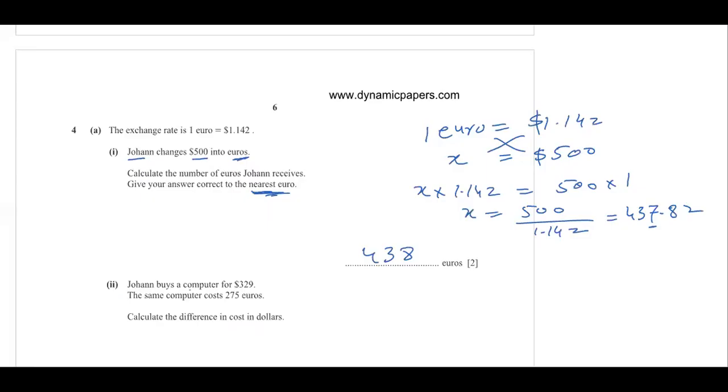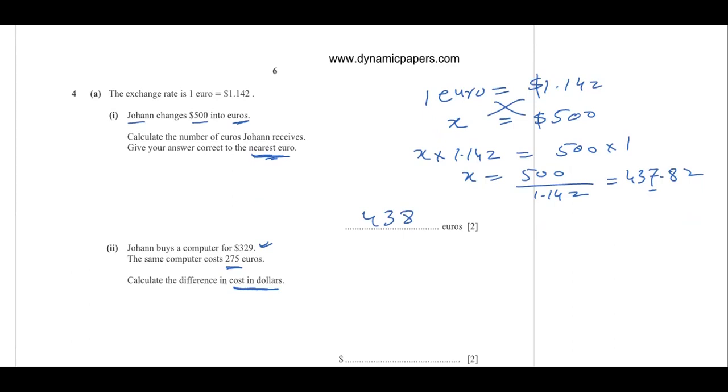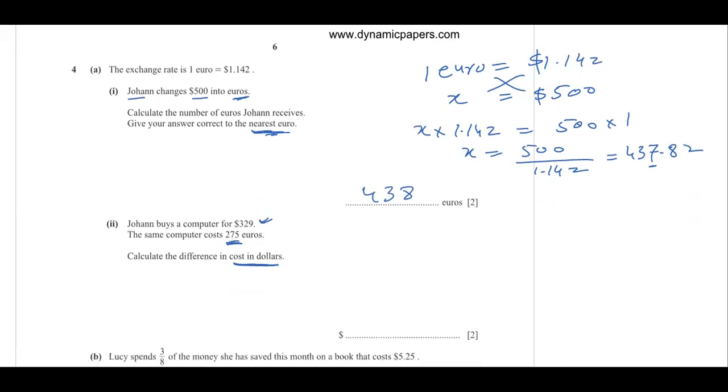Okay, John buys a computer for $329. The same computer costs €275. Calculate the difference in the cost in dollars. Okay, we have to calculate the difference of the cost in dollars. This time he bought in dollars, already we know 329. In euro it is 275 euro. So convert 275 euro into dollars.